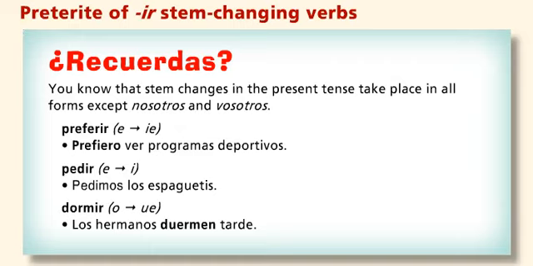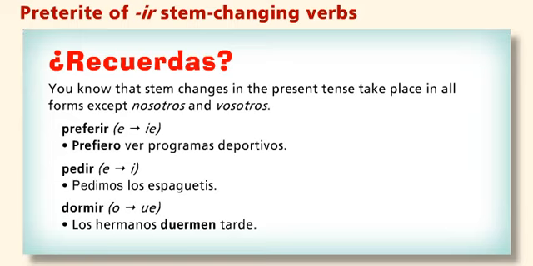Hola. We're talking today about preterite of IR stem-changing verbs. ¿Recuerdas? Do you remember? You know that stem changes in the present tense. Remember, the present tense means you're stressing the first syllable. They take place in all forms except the nosotros and vosotros. And the reason they don't take place in nosotros and vosotros is because with those you're not stressing that same vowel. And so it doesn't split.